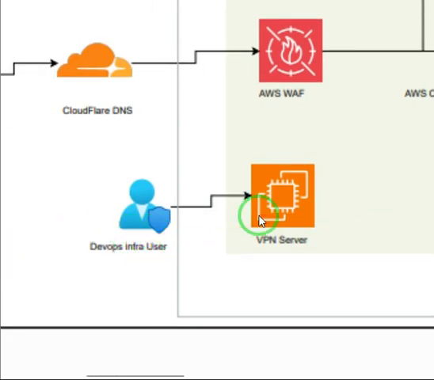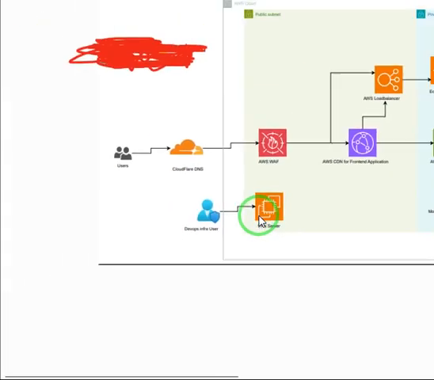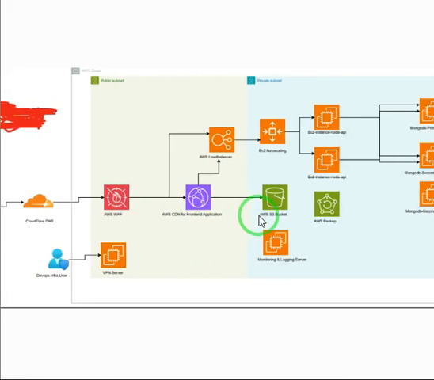So whatever servers we discussed, the two backend servers and three MongoDB servers, all are accessible via VPN. So the DevOps engineer will connect to the VPN server, then access the respective servers. That's how this infrastructure looks. I hope this is clear.